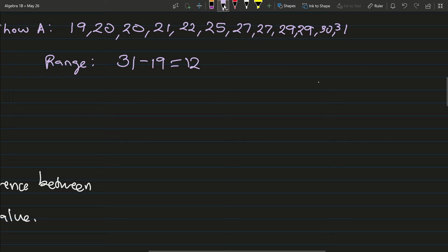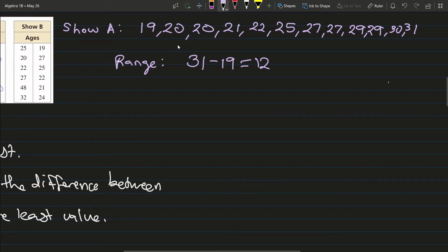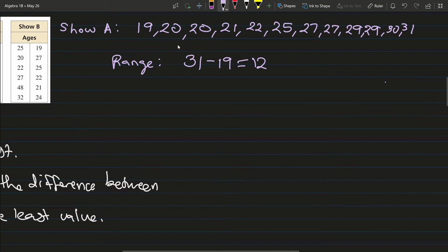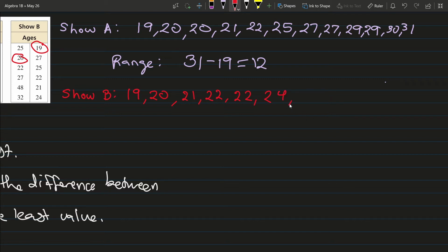Okay. Now let's try our second one, right? Show B now. So same thing. You're going to go ahead and check it off once you use it. Smallest number is 19. Second smallest number is 20. And make sure to circle or check it off. 21, 22, 22, 24. This is what your list should look like.